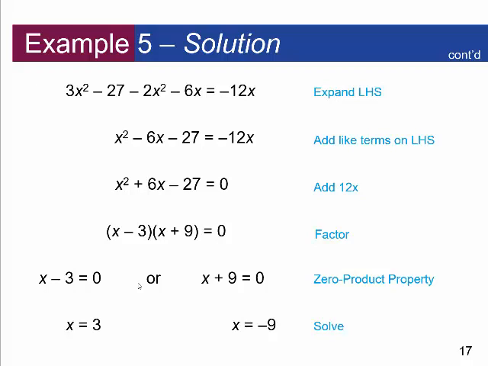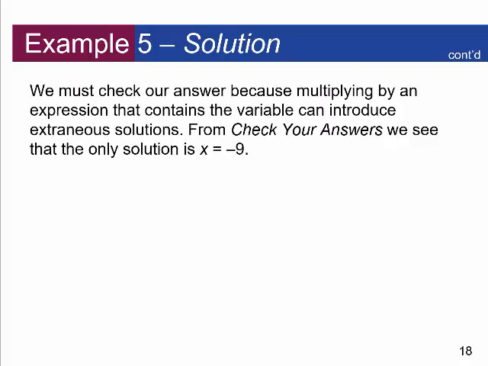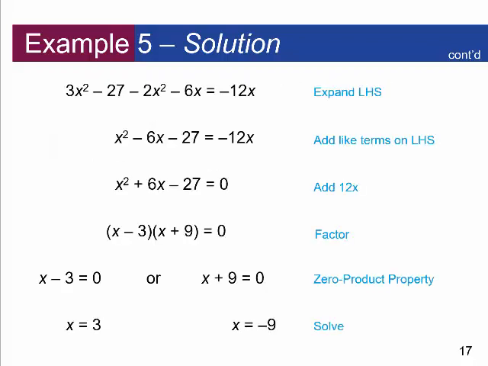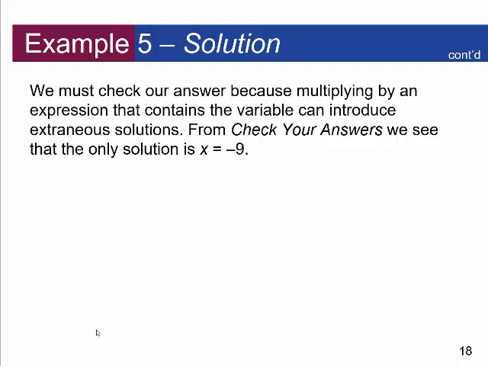You need to check both solutions. Okay, so you must check our answer because multiplying by an expression that contains the variable can introduce extraneous solutions. Okay, so when we check our answers, we actually see that the solution x is equal to 3 doesn't check out. Okay, the only solution is x is equal to negative 9.